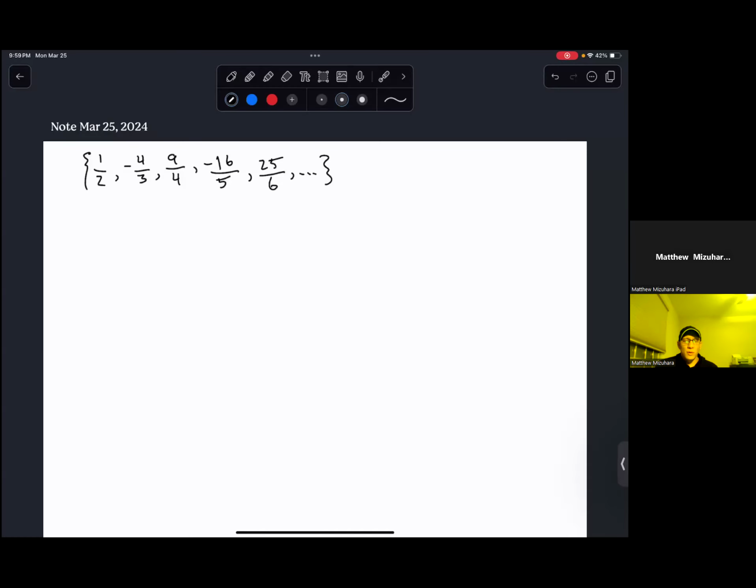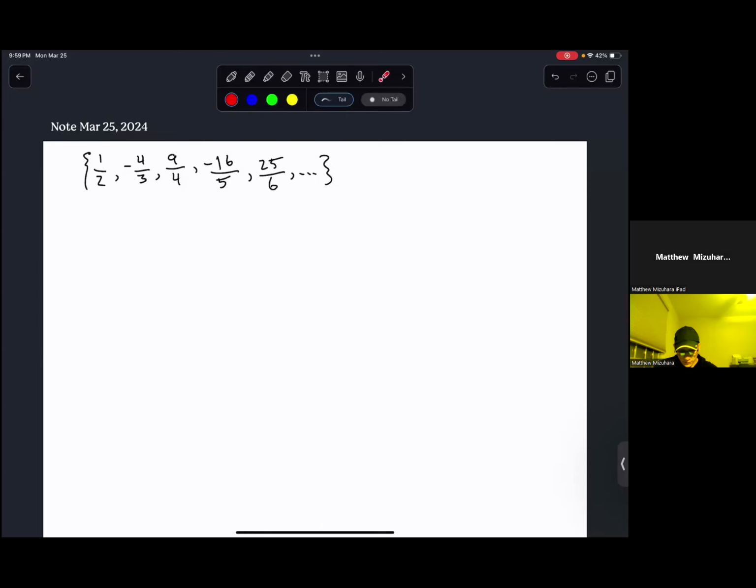Hey folks, so I want to do a few quick examples going over sequences and whether they converge or diverge. So for this first example, we're given a list of numbers, and our first thing we're going to want to do is transform this list into a nice clean formula. Again, we're going to look for patterns and see if we can describe those patterns as functions we recognize.